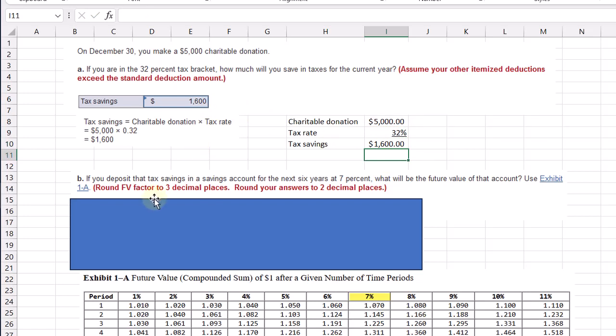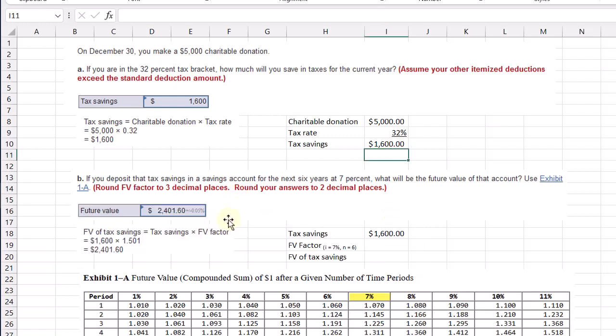If you deposit that tax savings in a savings account for the next 6 years at 7%, what will be the future value of the account? And they say to use Exhibit 1A, which I have down below. Round your future value factor to 3 decimal places and round your answers to 2 decimal places.